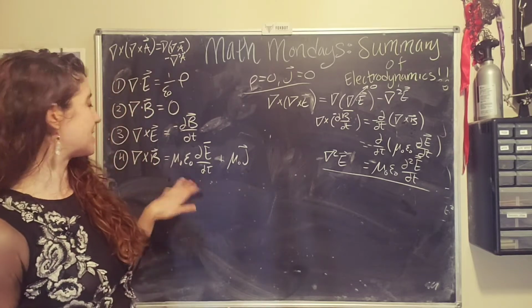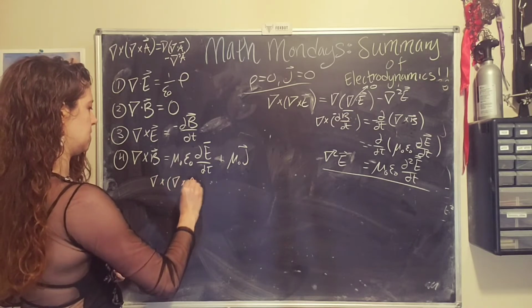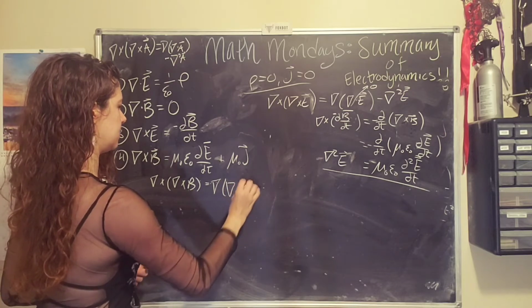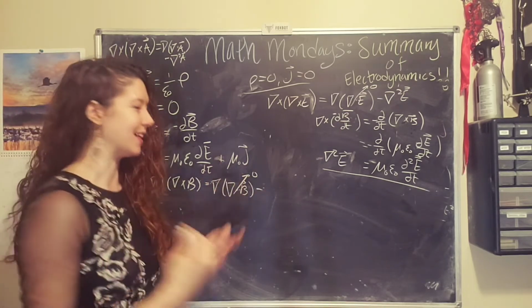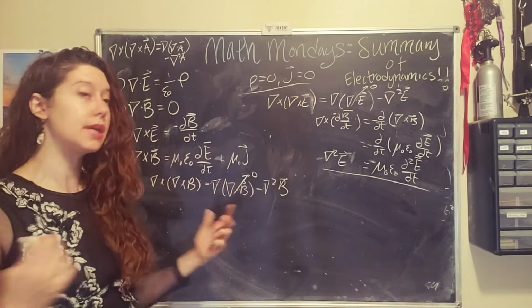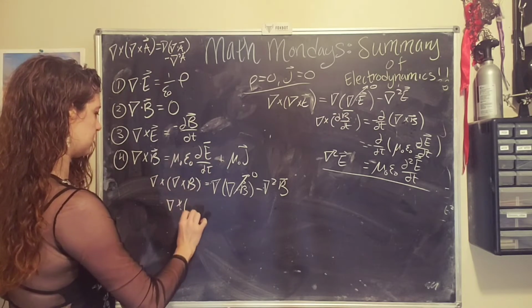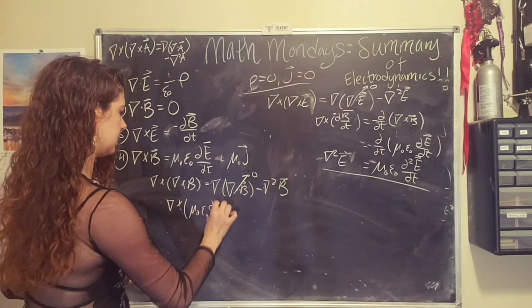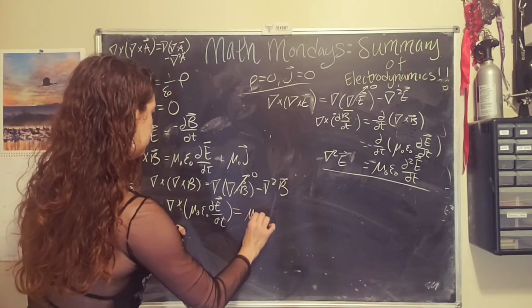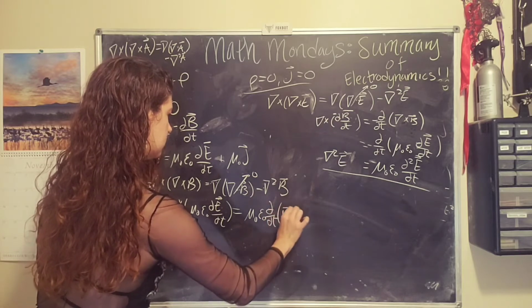Whew. And we're going to do the same thing to del cross del cross B. So del cross del cross B equals our little math equation, del of del dot B. That one goes to 0 also. I love when that happens. Minus del squared B. And then again, we're going to do del cross the right side of the equation, del cross mu naught epsilon naught dE dt equals mu naught epsilon naught d dt del cross E.